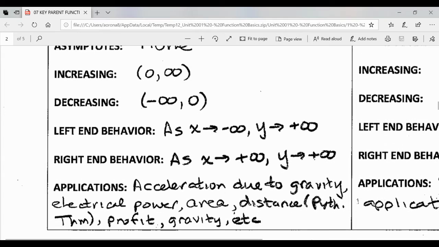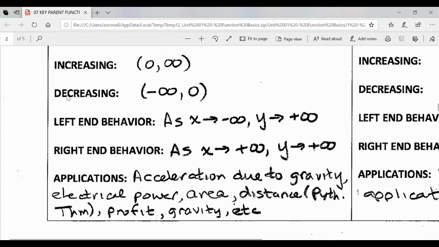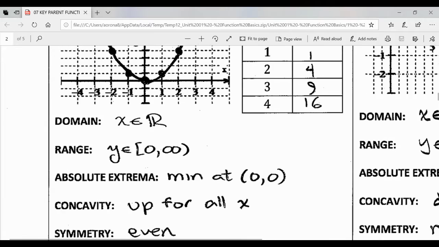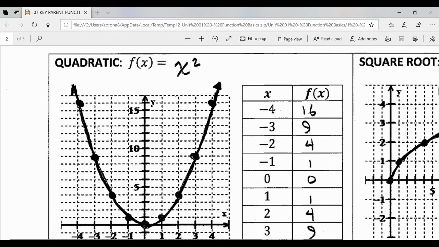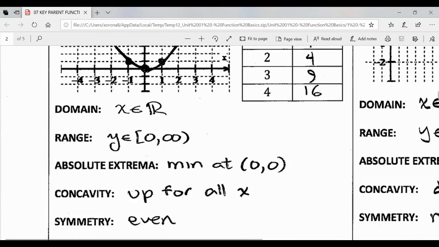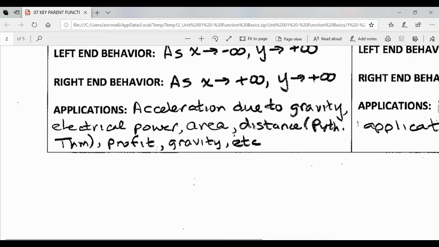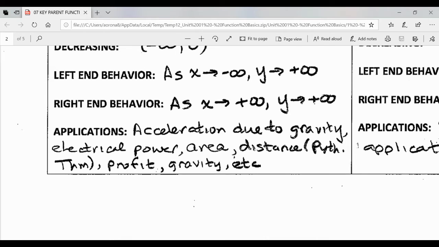I'm going to go down to the left and right end behavior. We have on the left side, so that's what this means, as x approaches negative infinity, y is up, and on the right side, y is also up. So we have positive infinity because this graph goes up forever on both sides. This one has a whole bunch of applications. So we have several things listed here. A lot of them are, again, physics applications: gravity, acceleration, etc.